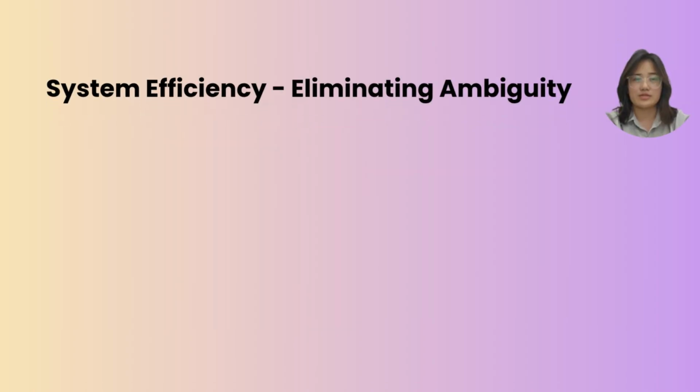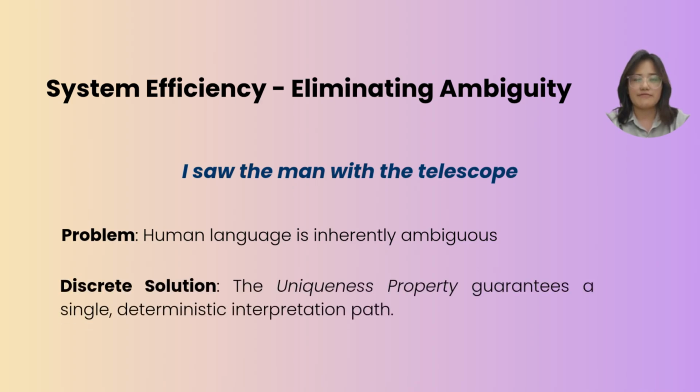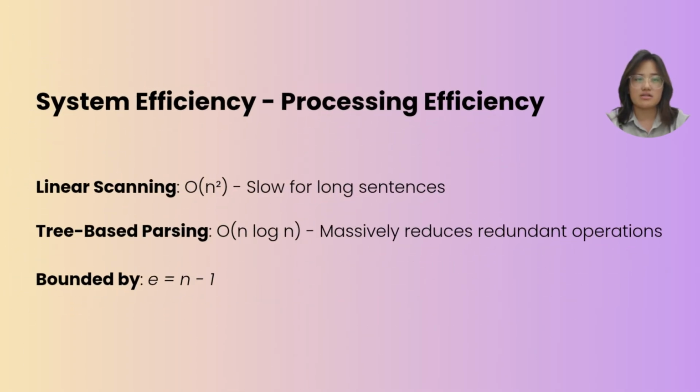The major impact of using this discrete structure is the elimination of ambiguity. Take the sentence, I saw the man with the telescope. Did I use a telescope to look at him, or did the man own a telescope? Human language is ambiguous, but math is not. Because of the uniqueness property of trees, the parser is forced to choose exactly one branch path, ensuring the translation engine commits to a single consistent interpretation. Furthermore, tree-based parsing operates at a highly efficient logarithmic time complexity, making real-time translation possible even for incredibly complex sentences.